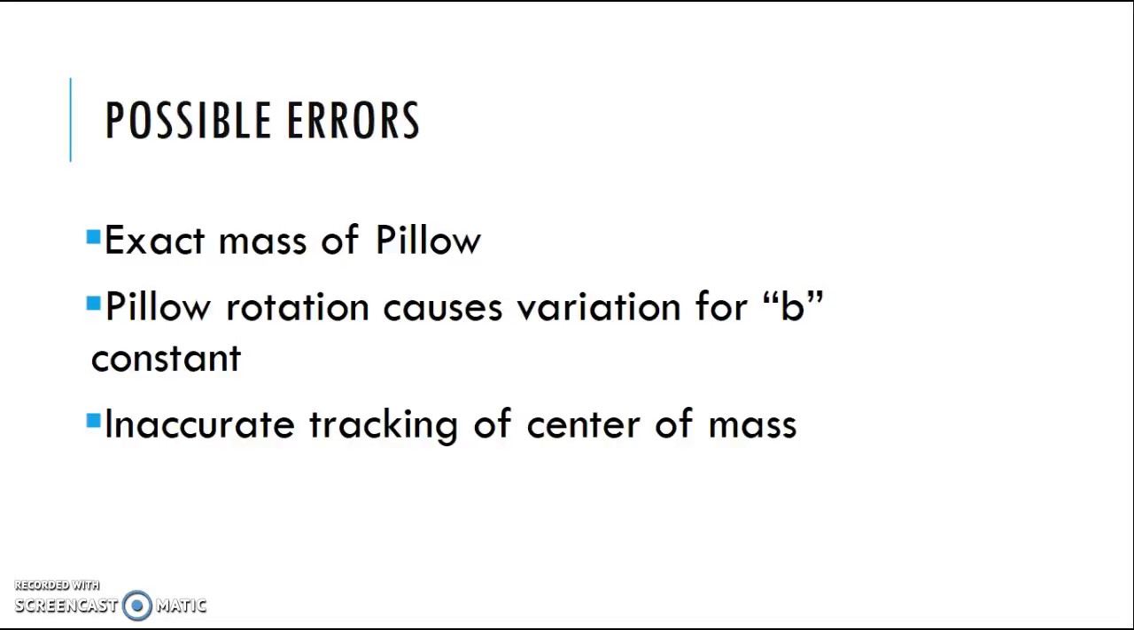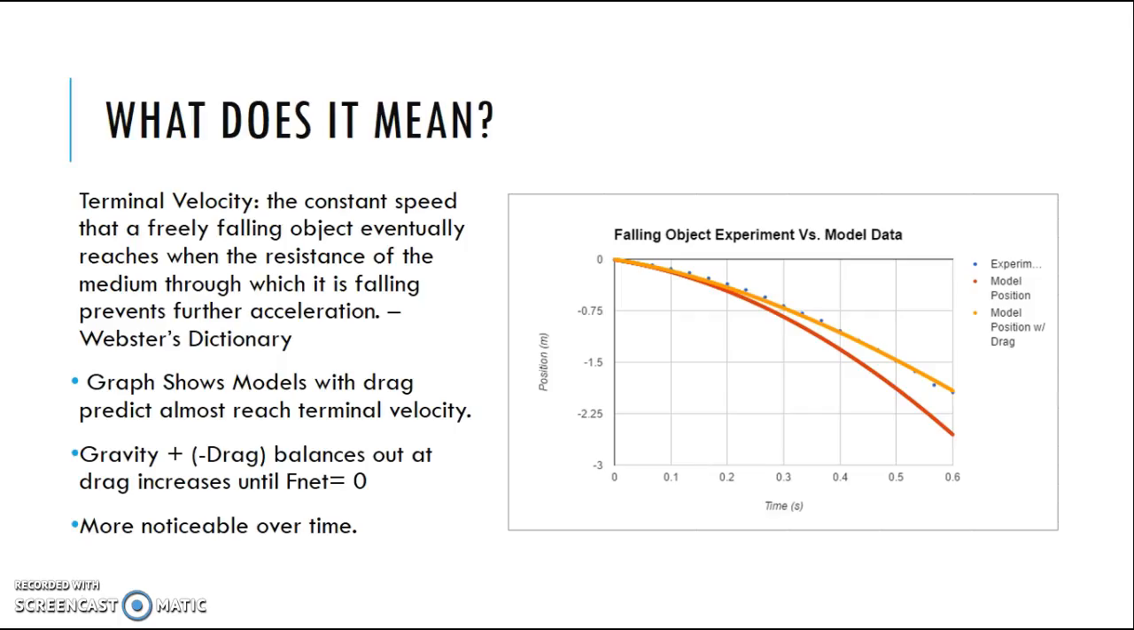Possible errors for this experiment include guessing the weight of the pillow using online comparisons, the rotation of the pillow, which could affect the constant B, because the rotation in the pillow would cause changing shape and amount of surface area affected by drag. The center of mass was also possibly inaccurate because the speed of the falling object created a blurred vision, and the center had to be guessed.